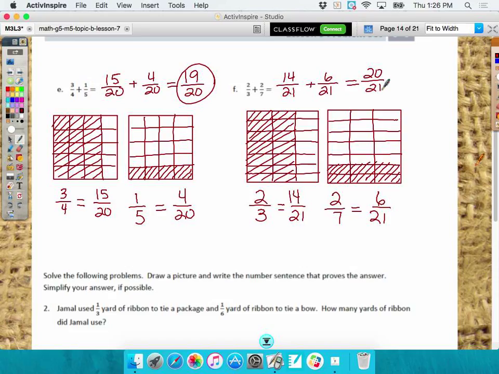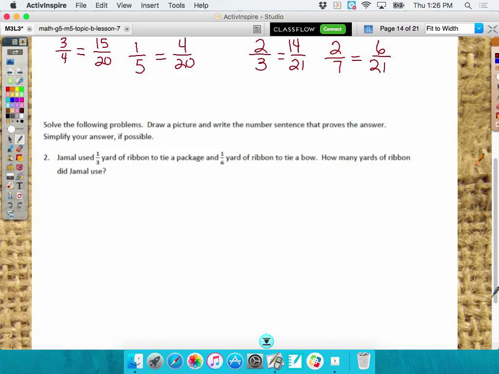Can this be simplified? No. Answer's hard to say, 20/21. I know. Now we talked about that in block 1. Should I be saying 21sts? No, that doesn't make any sense either. So 20/21sts. Okay, let's look at the last problem.